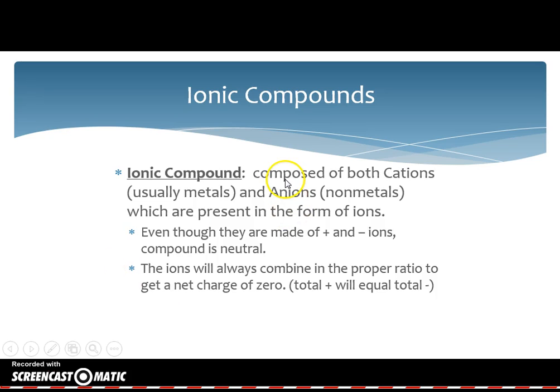Ionic compounds are composed of both cations and anions, usually metals and nonmetals. We do have those polyatomics though, which are present in the form of ions. So again, you had to have lost or gained electrons for this to work. And even though we do have some positives and some negatives, the compound is always neutral. They always combine in the proper ratio to become neutral, to get that charge of 0.